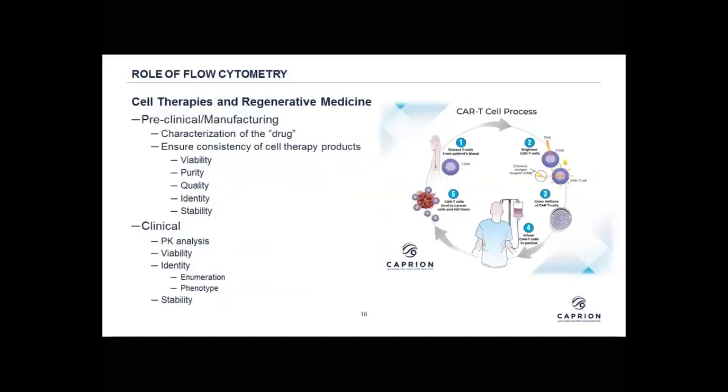And of course, with cellular therapies and regenerative medicine, now all of a sudden, flow cytometry is part of the manufacturing process because the drug is, in fact, a cell. We use flow cytometry to look at the viability, purity, quality, identity, and stability of the drug product. And once the drug is administered, we use flow cytometry for pharmacokinetic analysis, looking at the viability and stability of the cells in vivo, as well as their identity. Have they undergone any phenotypic changes on us?